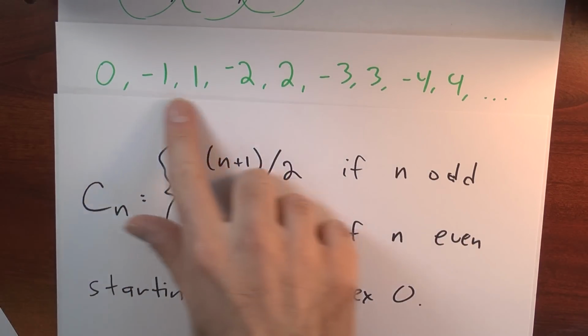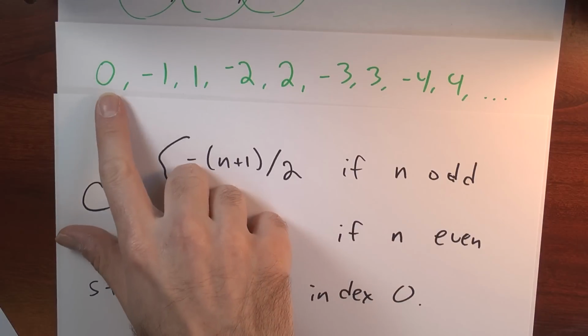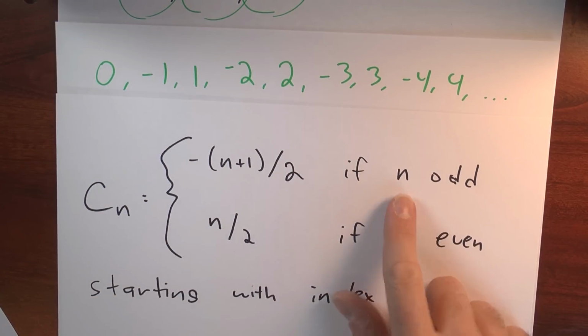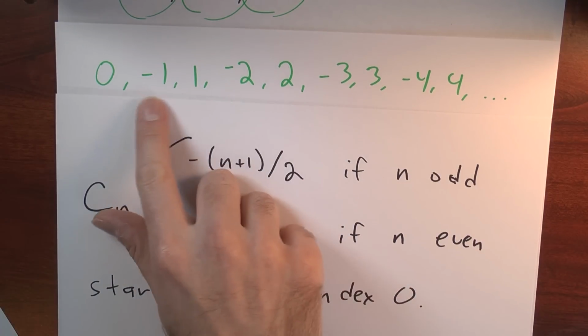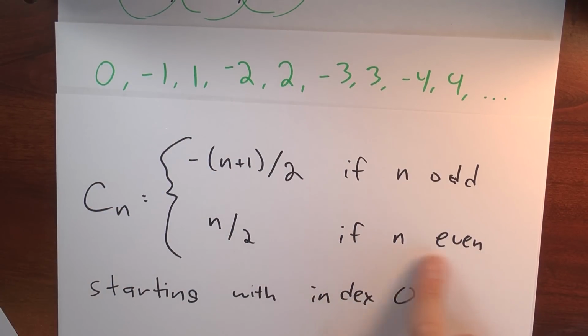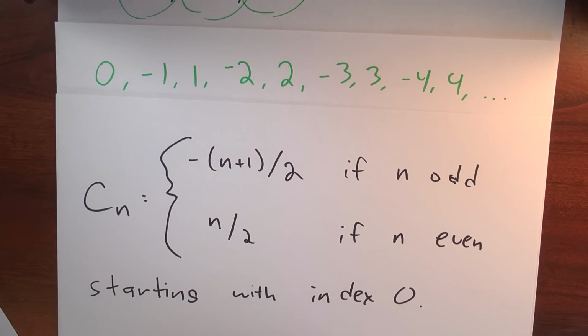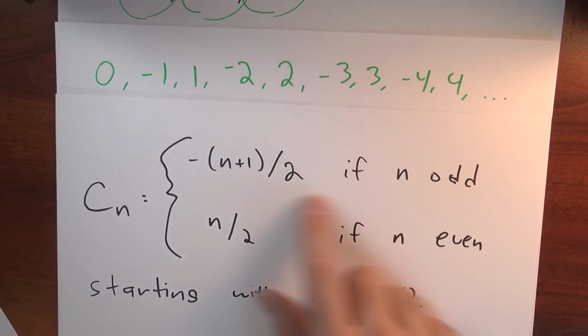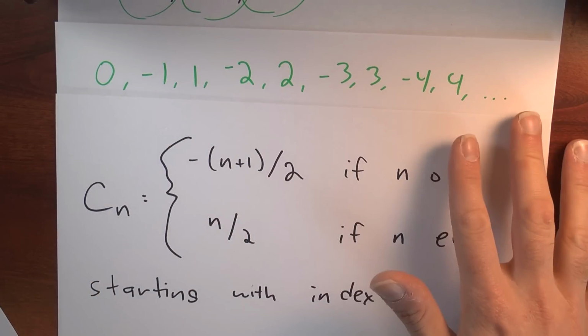And this will give me this sequence, right? The 0th term, well, I plug in 0, 0 is even, 0 over 2 is 0, and that gives me the 0. When I plug in 1, 1 is odd, so I get negative 1 plus 1 over 2, that's negative 1. When I plug in 2, that's even, so it's 2 over 2, that's this 1 here. When I plug in 3, 3 is odd, so it's negative 3 plus 1 over 2, that's negative 2. And it just keeps on going like that.